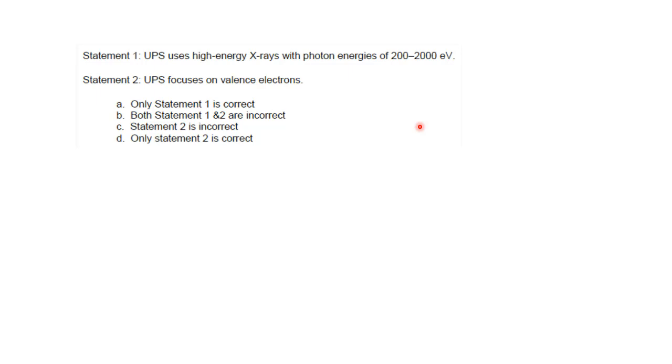Statement one says UPS uses high energy X-rays with photon energies of 200 to 2000 electron volts. And the second statement is UPS focuses on valence electrons. Now that I've explained what UPS is, can you tell me which one is correct, whether both of them should be correct, or neither of them? Can anyone tell me which one is the correct answer?